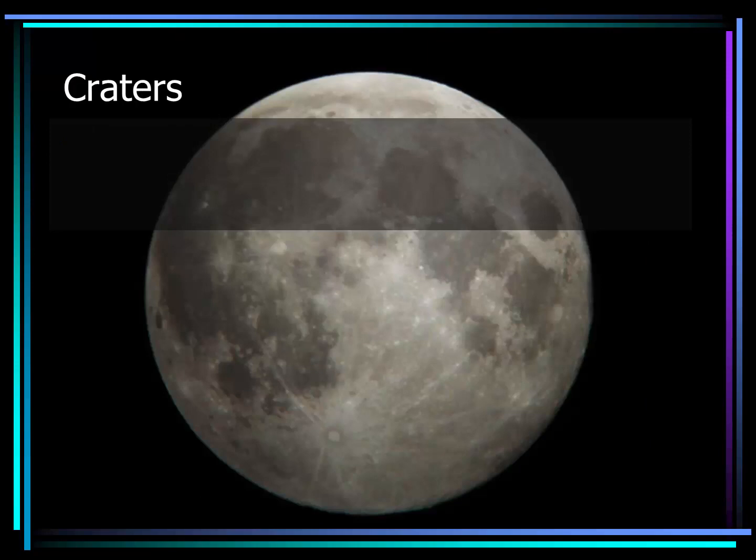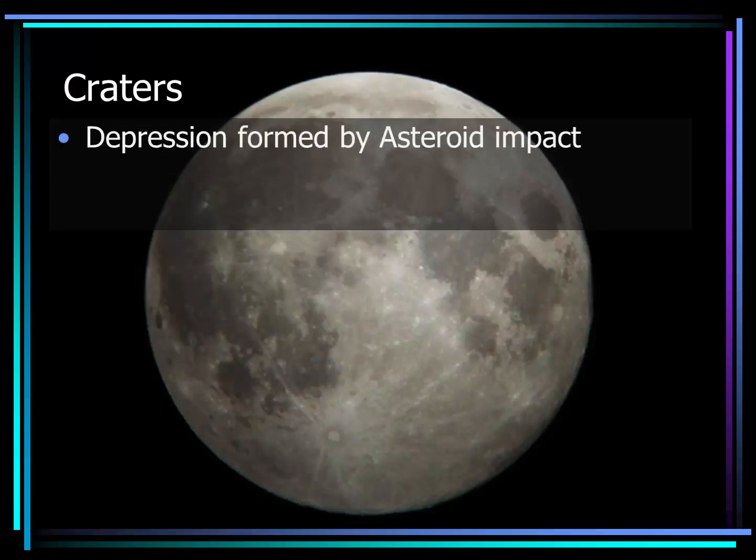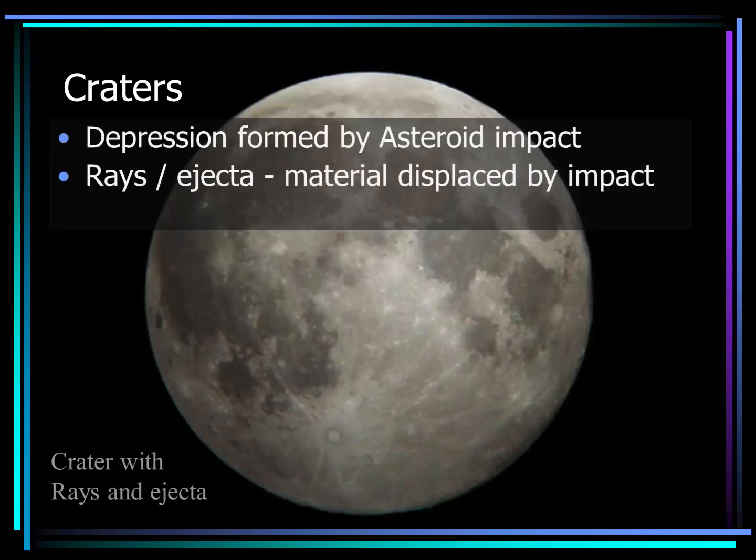Let's talk about the craters on the Moon. Craters are formed by asteroid impact. One of the things you may notice with a few of the craters are rays or ejecta. This is material that is displaced when the asteroid impacted the Moon. I like to think of this as splash marks.